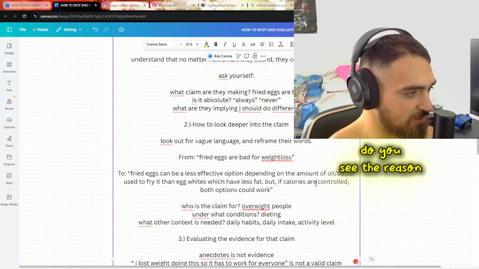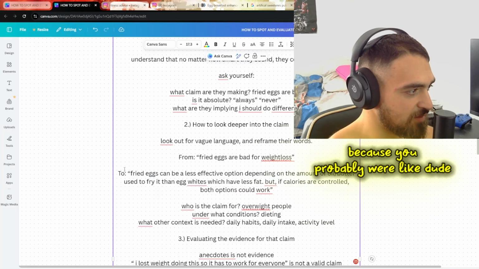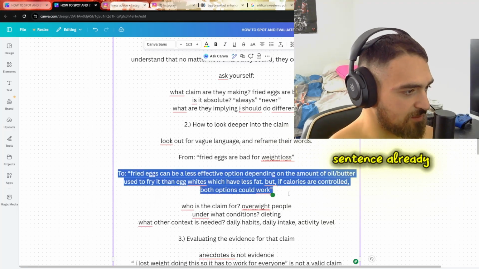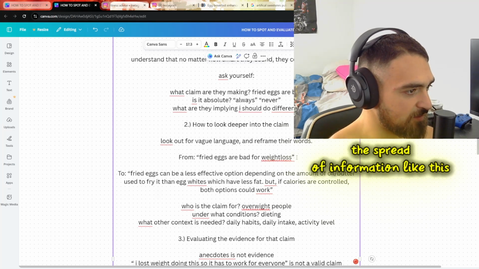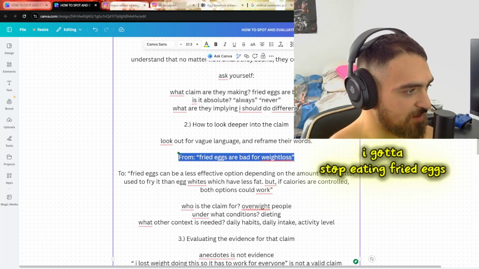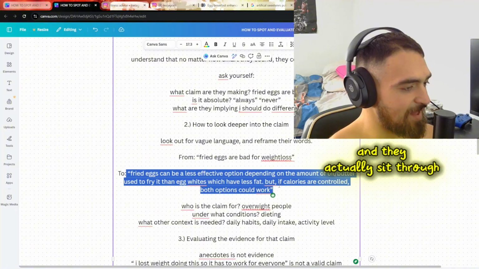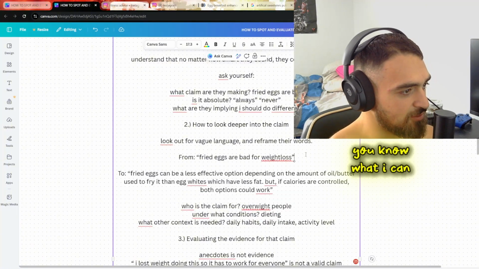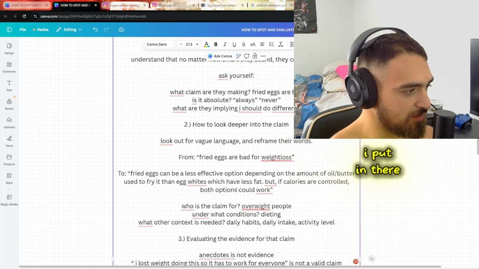Do you see the reason why people don't make claims like this? Because you probably were like, dude, all right, get on with the sentence already. But it's super important so that we can prevent the spread of information like this. Because someone's going to look at this and say, oh, I got to stop eating fried eggs. But if someone gives out information like this, and they actually sit through and listen to it, they're like, oh, you know what? I can still eat fried eggs, but I might have to control the amount of butter I put in there.